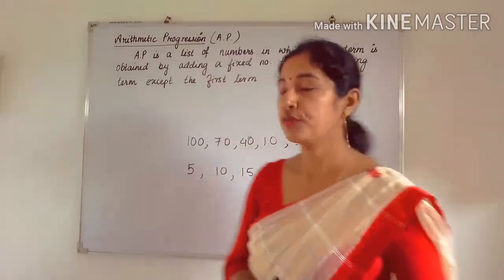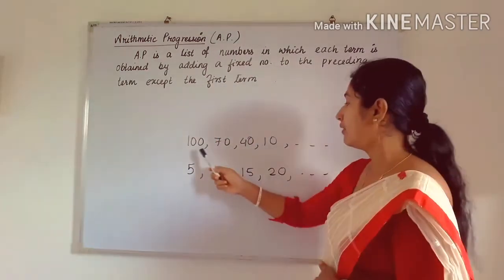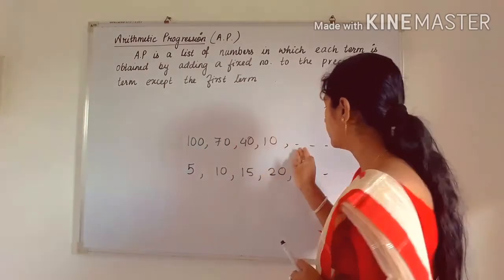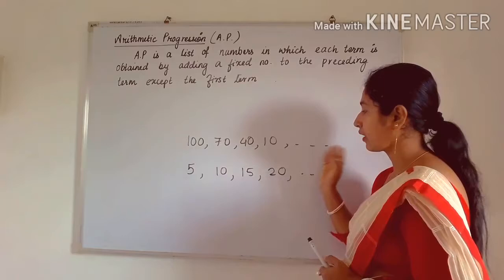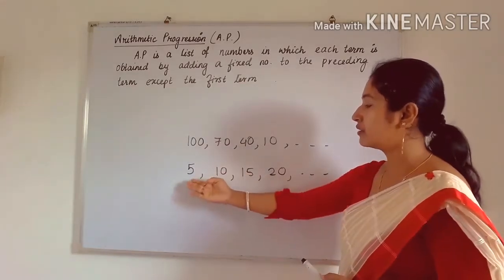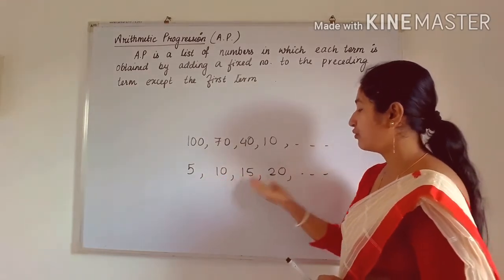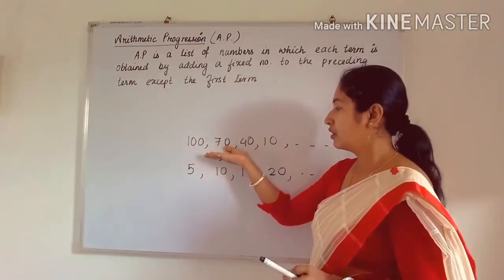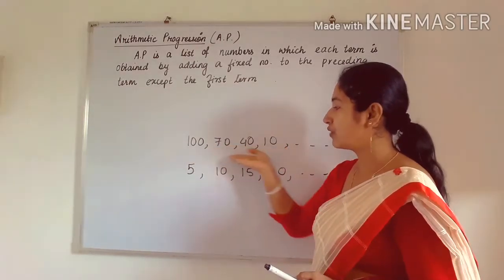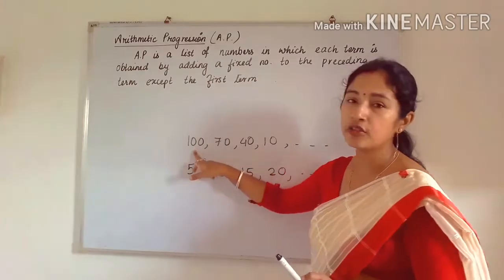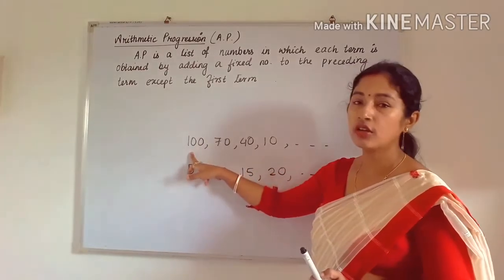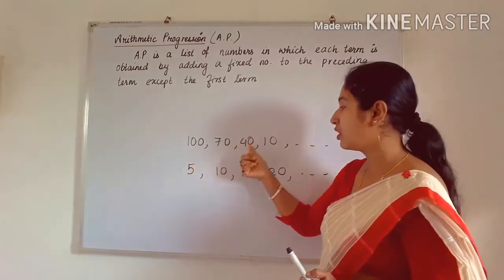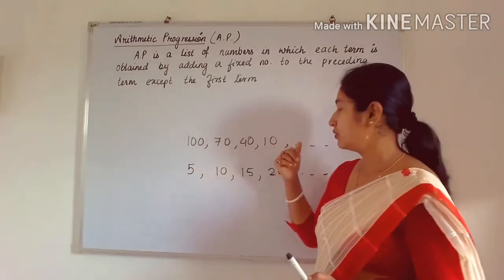For example, you have seen this type of pattern like 100, 70, 40. It will continue like this. Similarly, these patterns, say 5, 10, 15, 20. We can see that in the first sequence, this term is called the first term because it is present in the first position. This is the first term, this is the second term, third term, fourth term, and so on.